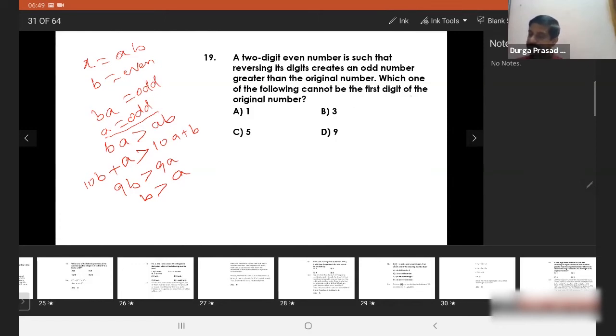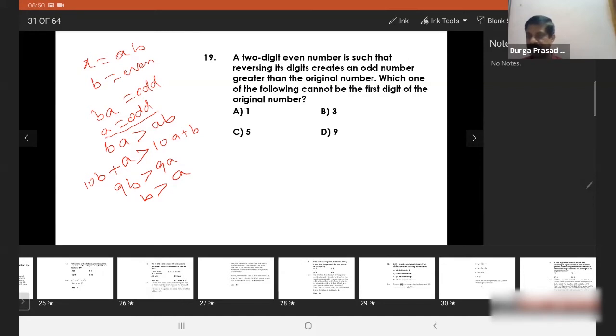Which one of the following cannot be the first digit? If you take 1 as A, you have so many values for B: 2, 3, 4, 5, 6, 7, 8, 9. So this can be an answer. If you take A as 3, you have for B 4, 5, 6, 7, 8, 9, so that also can be an answer. You take 5, you have 6, 7, 8, 9. If you take 9 as A, you don't have any digit for B.